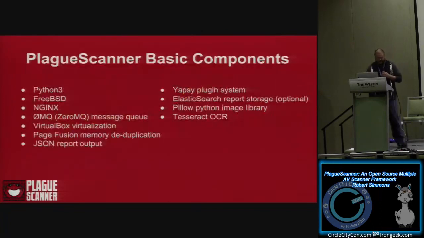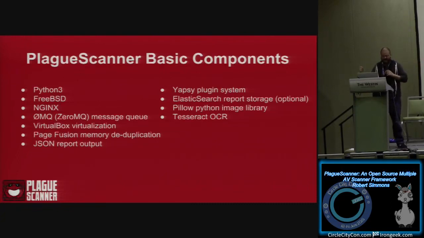So, what are the basic PlagueScanner components? And the list on the left, so I've given this talk a few times already, and I've changed this slide a bit. So the list on the left is the stuff that's in PlagueScanner and will be released today. The stuff on the right is stuff that I'm still doing a little bit more work on. And I'm giving a talk next week in Paris on PlagueScanner, and hopefully I'll have a few more components from that side, which I can move over here for more code releases.